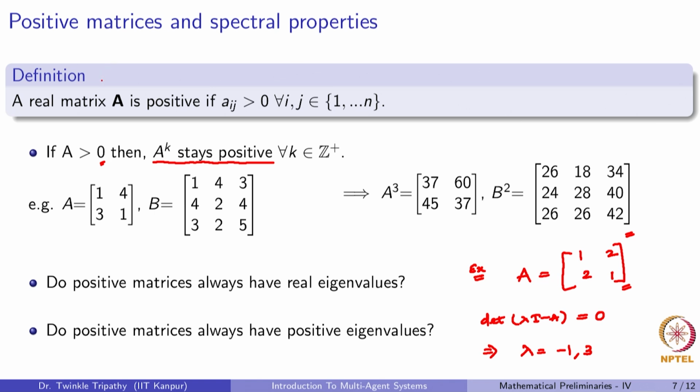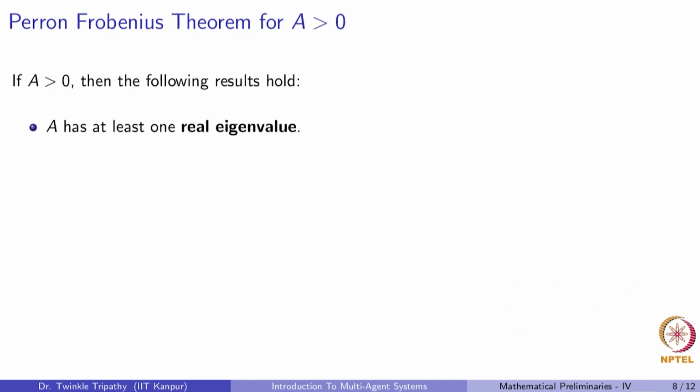But can we say anything about the existence of a positive eigenvalue? As we see here, at least one of the eigenvalues is positive. Now, the answer to this is actually yes. When the matrix is positive, there always exists an eigenvalue which is positive. And this answer is given by the Perron-Frobenius theorem. So let us see what the Perron-Frobenius theorem is.